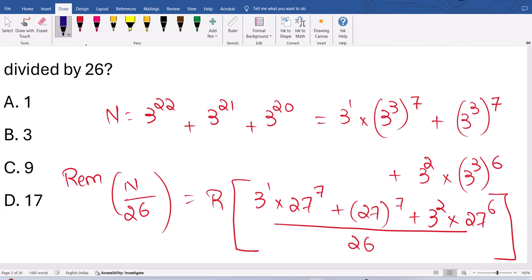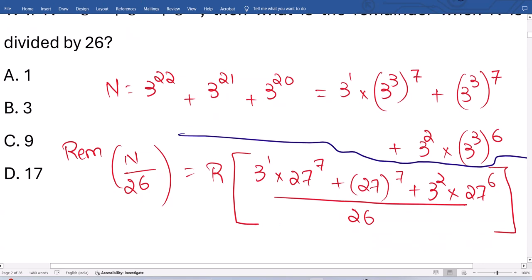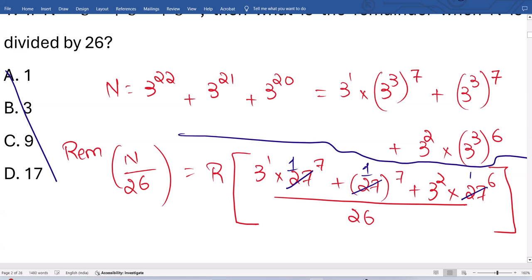Now, in one step I'll complete my answer. Are you clear up to now? Options you can ignore here. Right, so now listen, as mentioned, here we are focusing on the remainder, not the quotient. When 27 is divided by 26, what is the remainder? Remainder 1. I can write this as 1 power 7. 27 divided by 26, remainder 1.